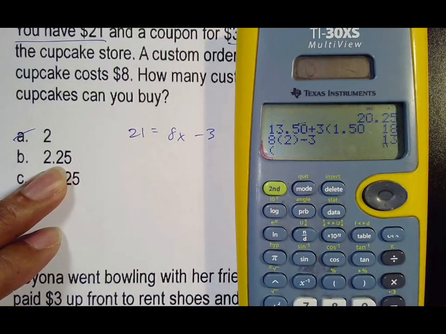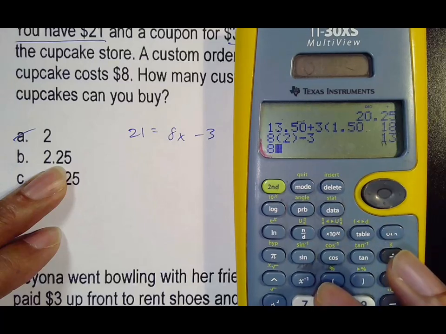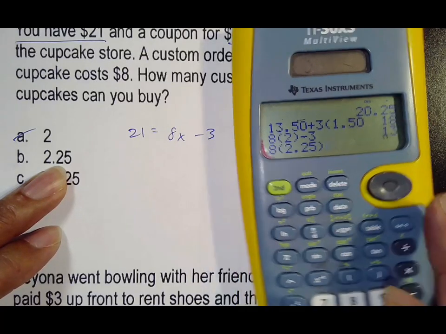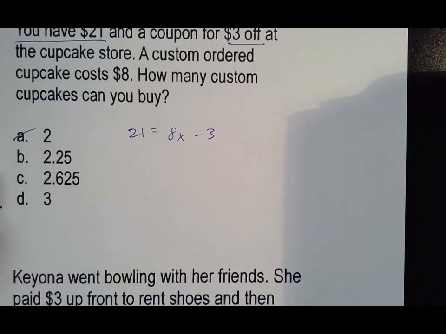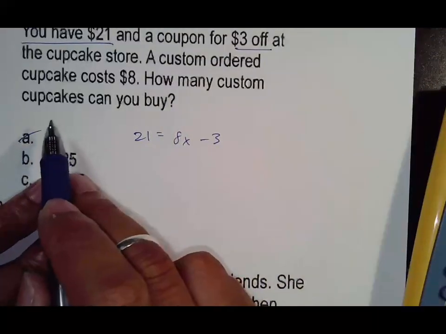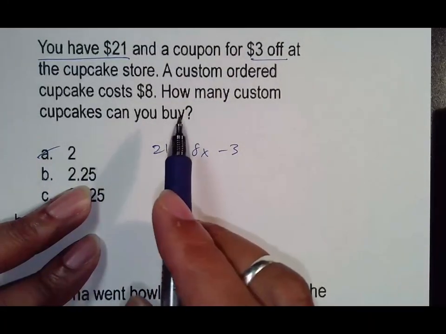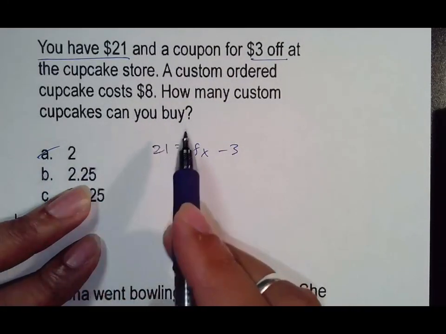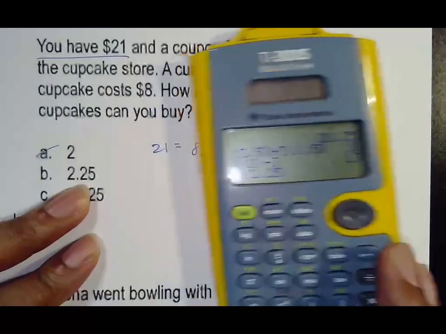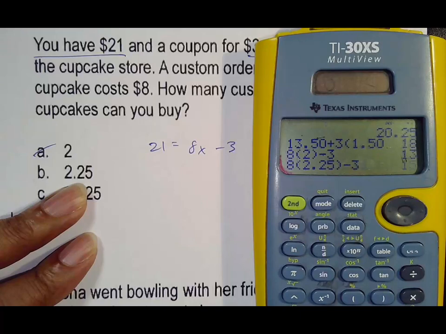8 parentheses 2.25. That makes no sense that I would do that. Why would I buy 2 points? Because it's saying how many cupcakes can you buy. Again, think about this common sense wise. How many custom cupcakes can you buy? I don't think I would buy 2.25 cupcakes, which means I don't even think that this is going to work because it doesn't make sense.